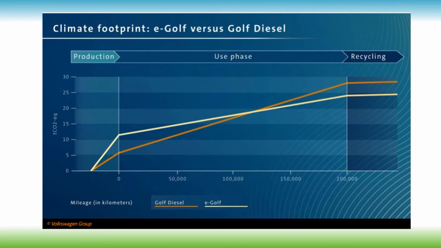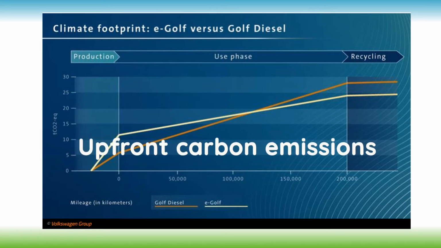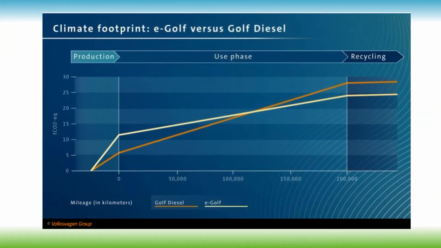All cars generate greenhouse gases as part of their manufacture, and electric cars are no different. These are known as upfront carbon emissions. The bigger the vehicle, the bigger the upfront cost. Volkswagen have produced a life cycle assessment for a petrol Golf and an electric Golf.